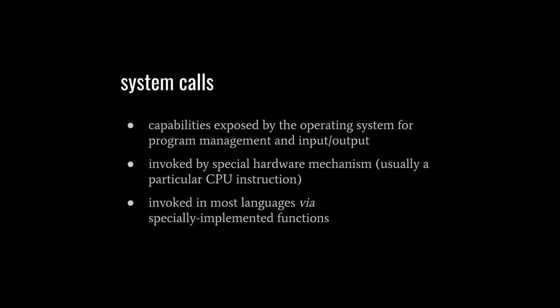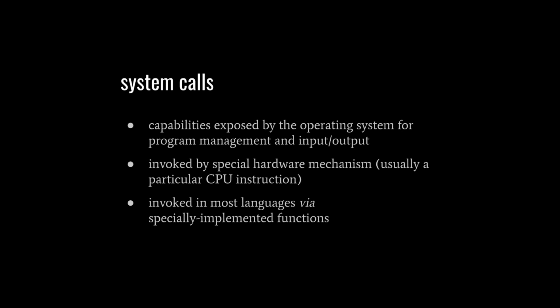Through some mechanism of the hardware and the operating system, which varies from system to system, usually a particular CPU instruction, programs can invoke system calls, which are requests to the operating system to have the operating system do some kind of input and output on the behalf of the program. So say in my program, if I want to read or write a file, my program can't really do so directly. It has to make a system call to request that the operating system read or write the file on its behalf. So the question is how to invoke these system calls from our language.